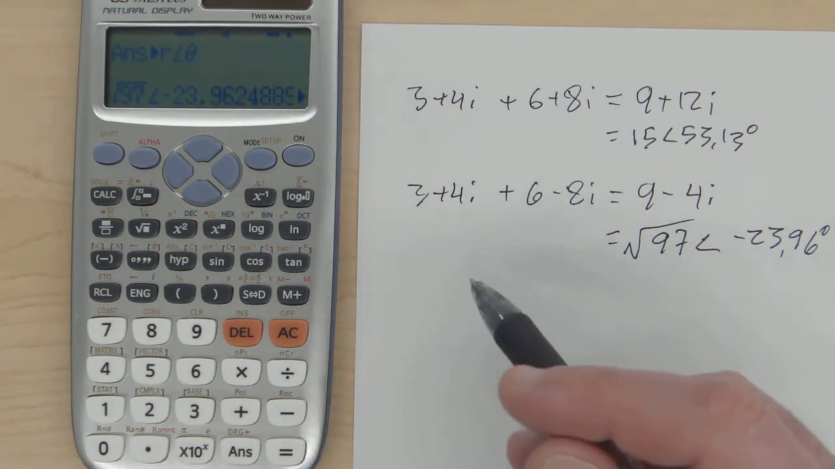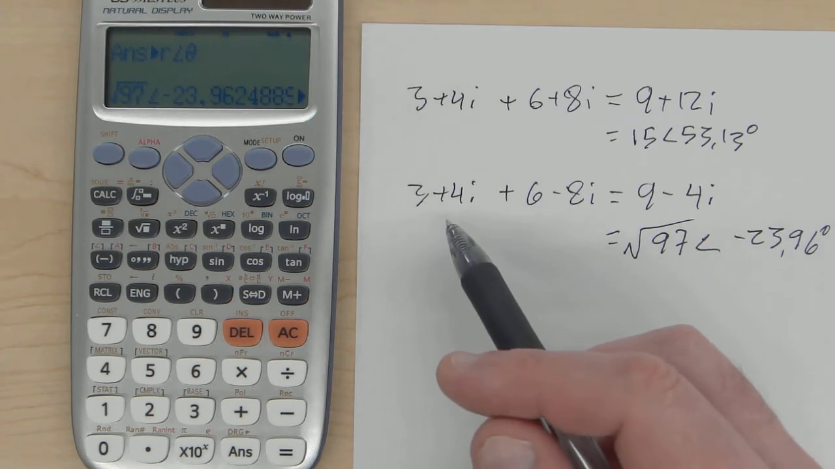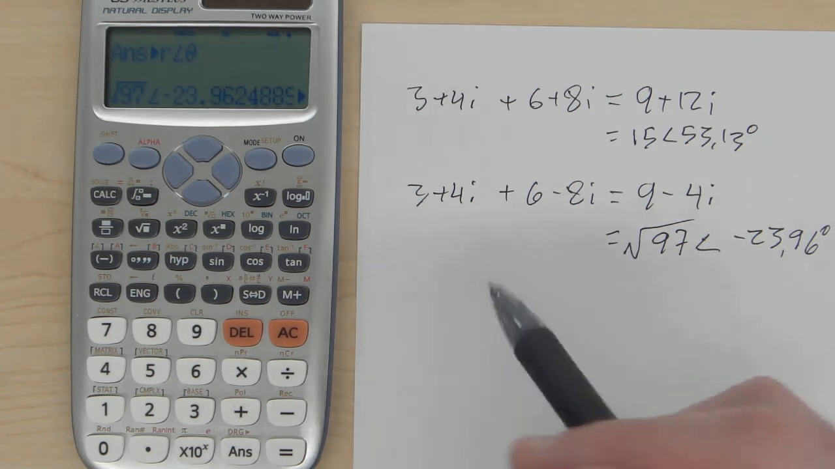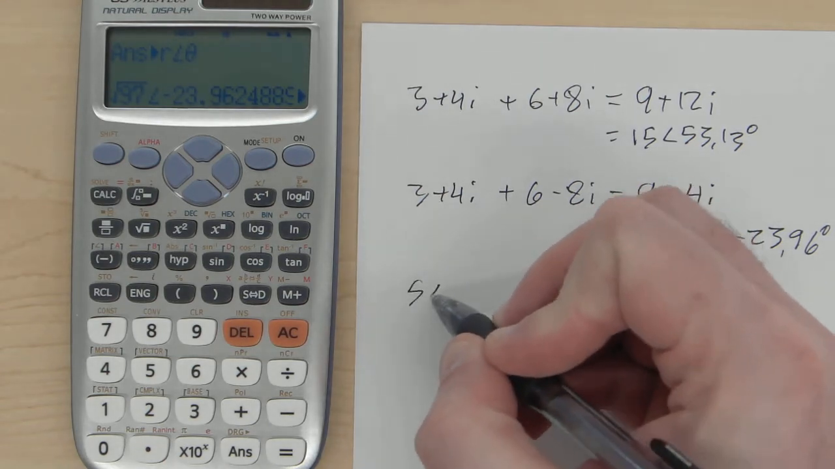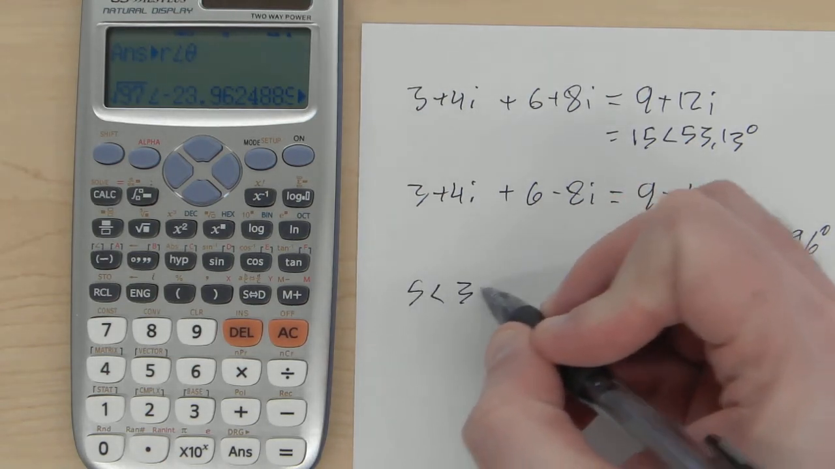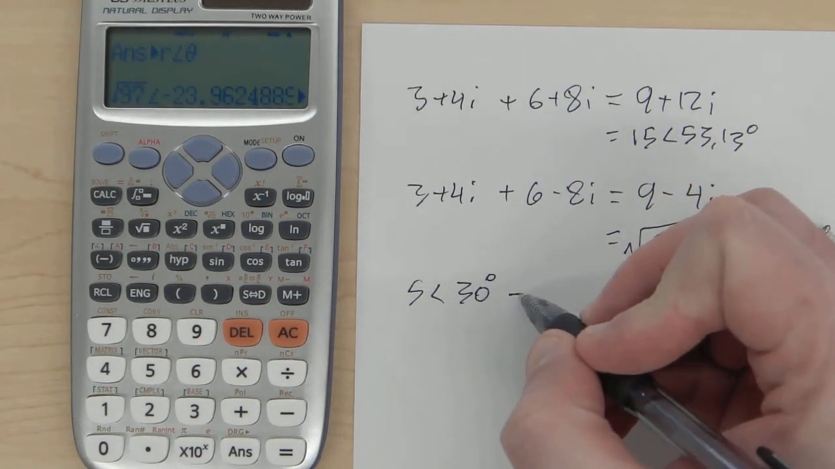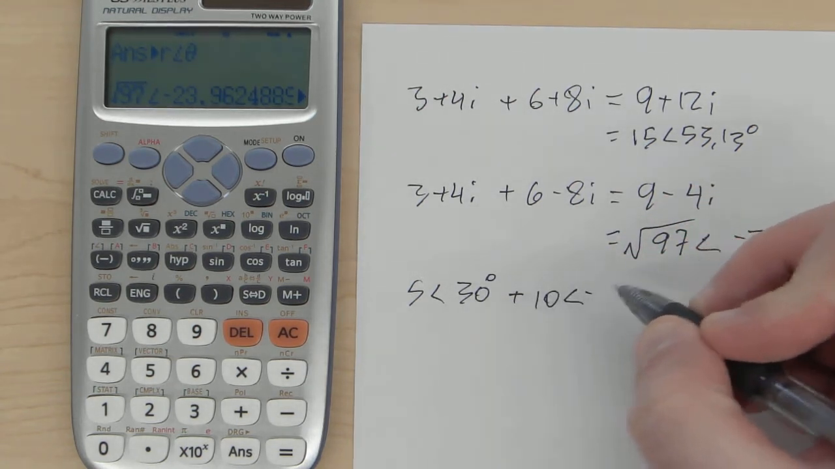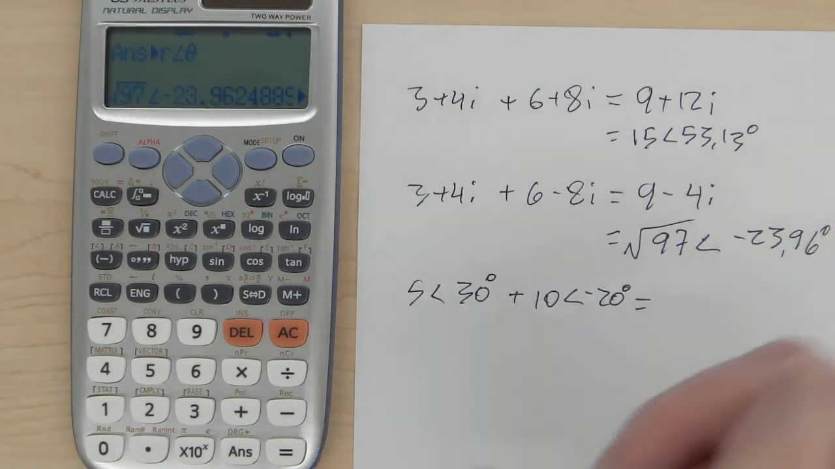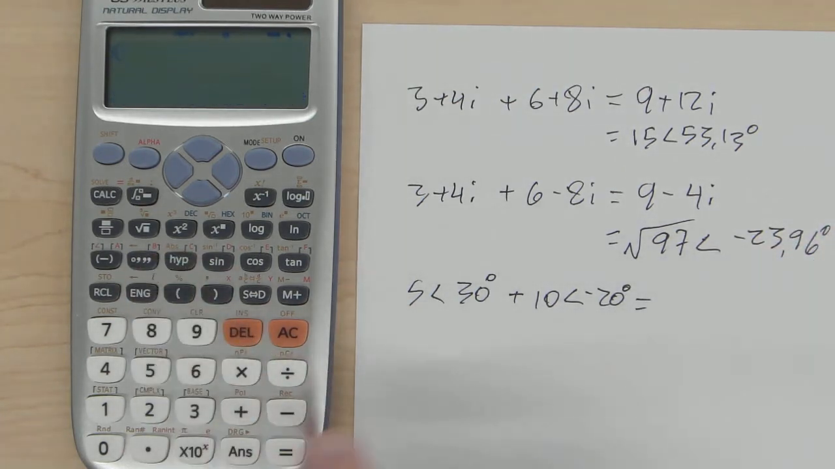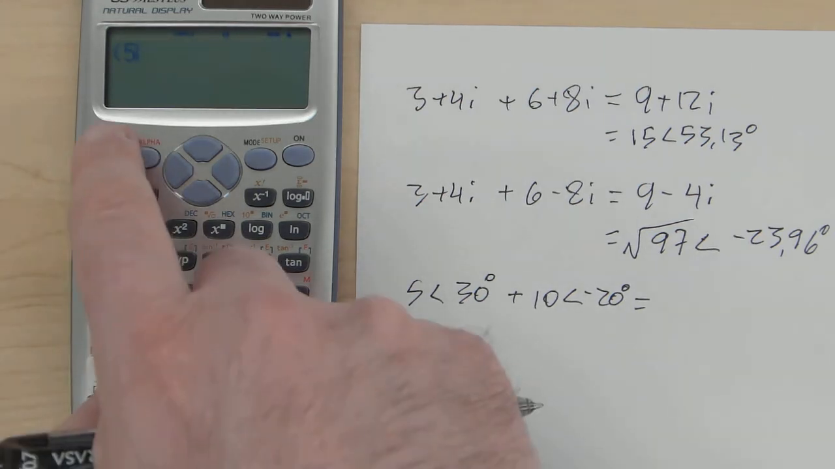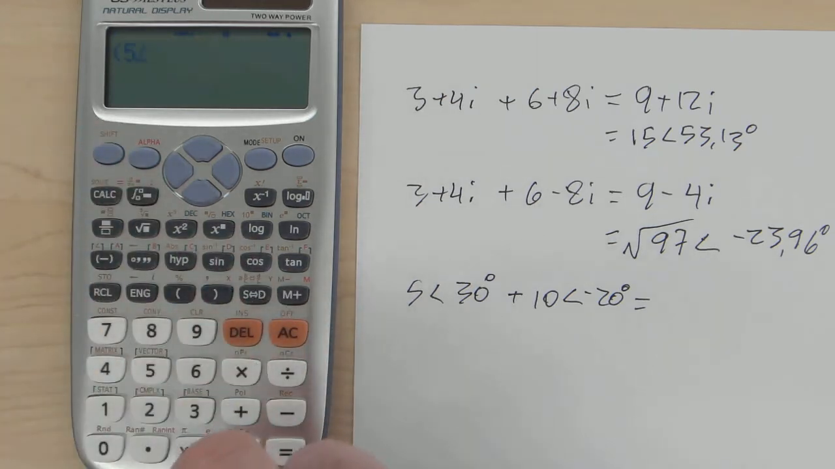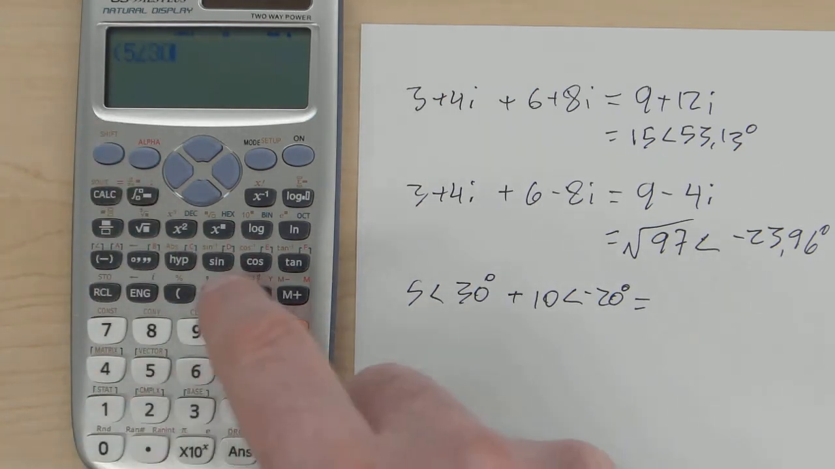Well, this is how we do calculations if we have numbers in Cartesian form. What if we have numbers in polar form? So we could try 5 with an angle of 30 degrees and add that to 10 with an angle of minus 20 degrees. What is that? So again, complex numbers go inside parentheses. So you say 5. Now the angle symbol is right here, and so we're going to go shift angle, and then we say 30, close parentheses.